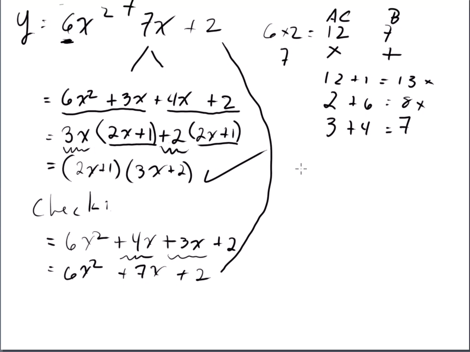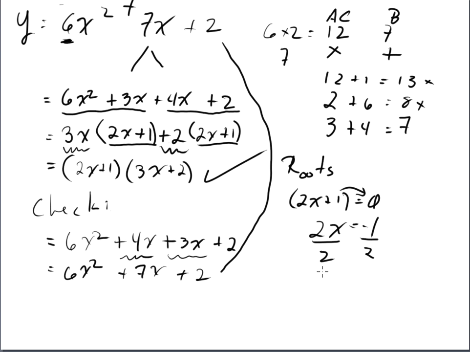If we needed to, we could go on and get our roots, if that's what we were desiring. We know that our roots are going to be found when we set each factor equal to 0 and solve. So I'm going to take the first factor, 2x plus 1, and set it equal to 0. Pop the 1 over, so we get 2x equals negative 1. Divide both sides by 2, and we find that x equals negative a half. Then we can do the same thing with the other factor. We take 3x plus 2, set it equal to 0, and find that 3x equals negative 2. Divide both sides by 3, and we get x equals negative 2/3.